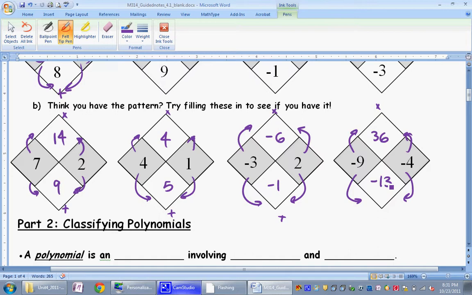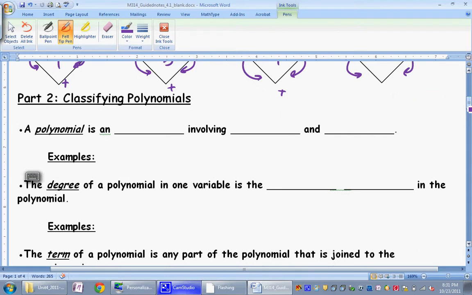This might ring a bell, by the way, with something you did freshman year. It depends on what teacher you had freshman year, because different teachers do this stuff in different ways. But the main thing we're doing today is classifying polynomials. We're going to be naming polynomials, and we're going to be adding and multiplying polynomials.